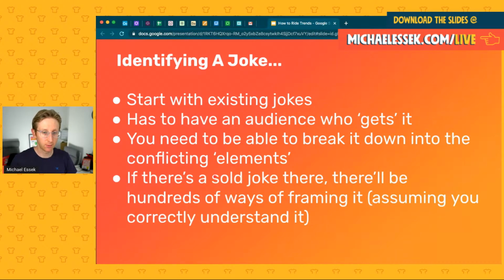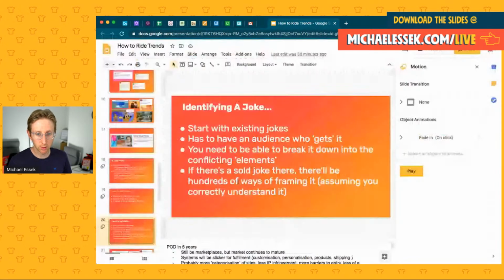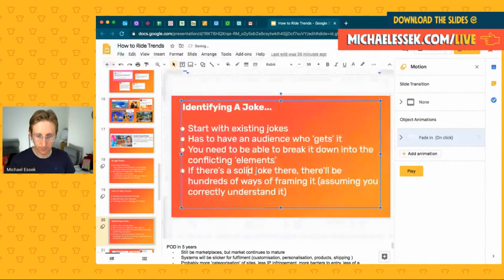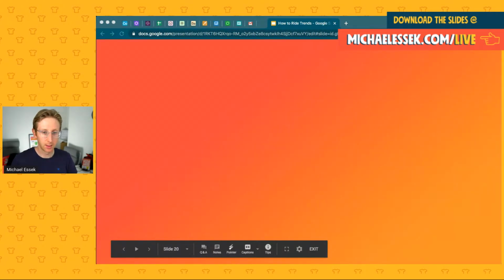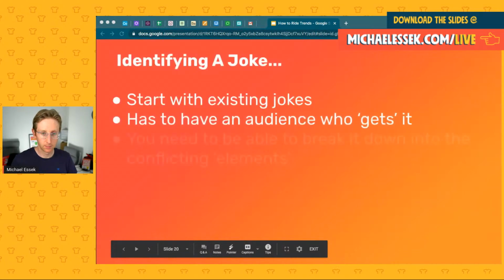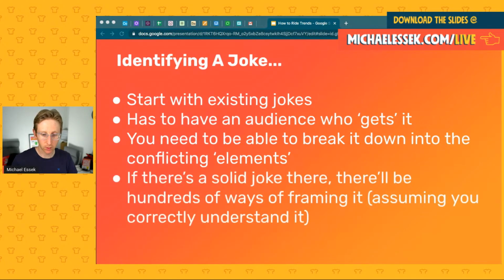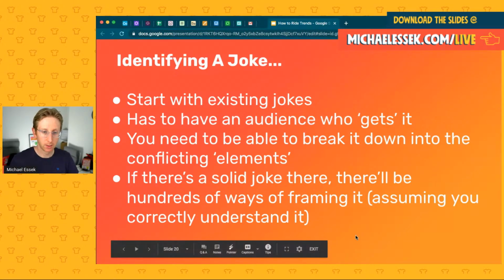If there is a solid joke there, then there'll be hundreds of ways of framing it, assuming you understand the joke correctly. When you understand a joke, that gives you lots of possibilities and lots of options. If you're kind of limited in how you read the joke, that probably means you don't really understand it yet. So that's just something to bear in mind.